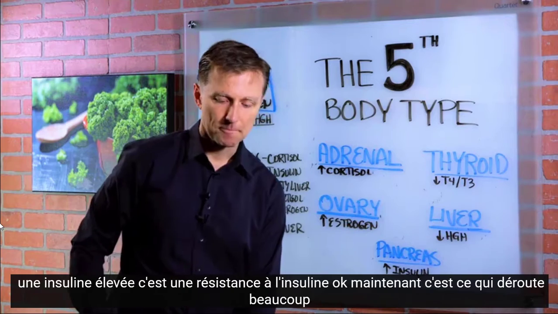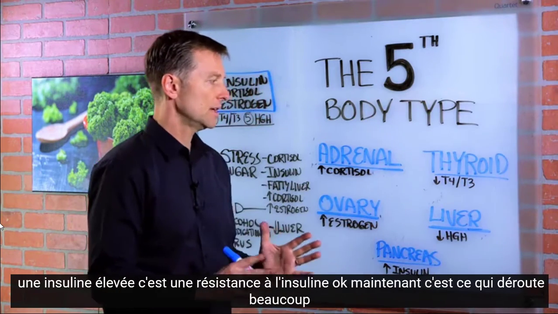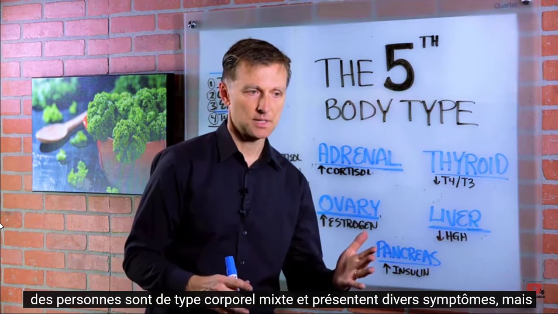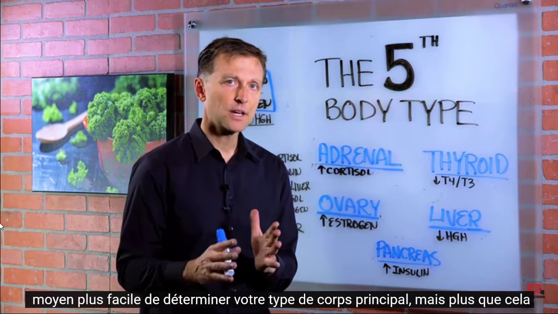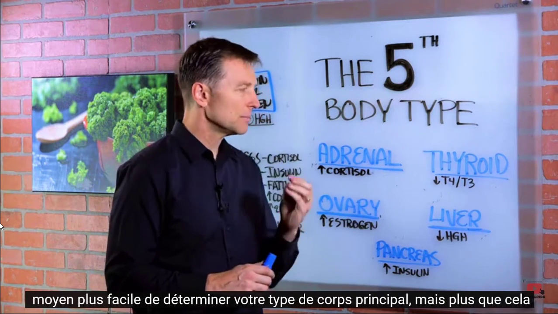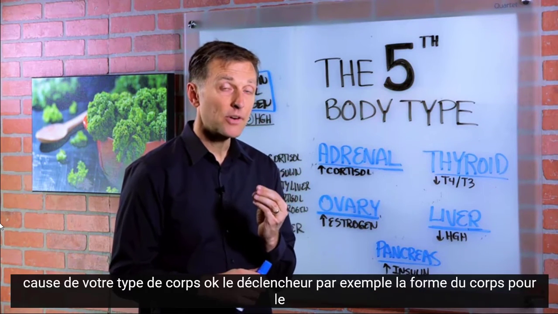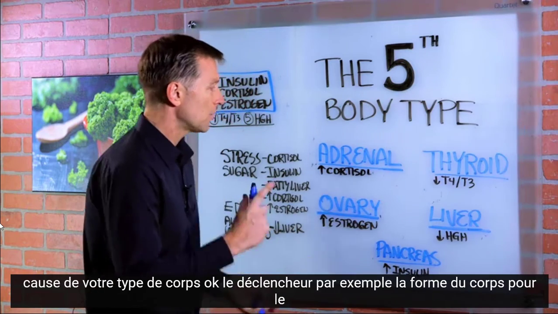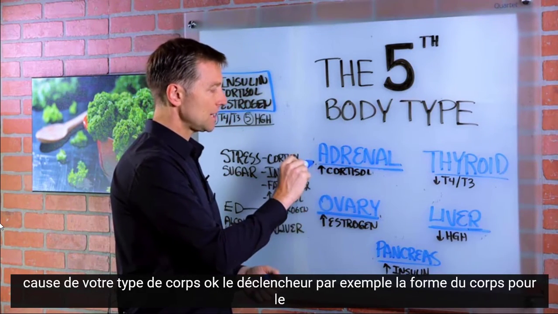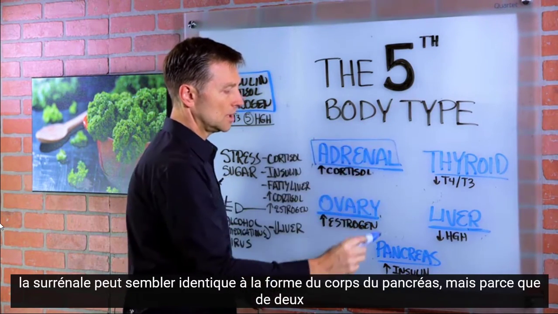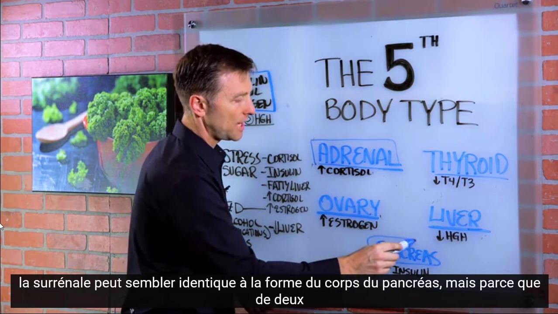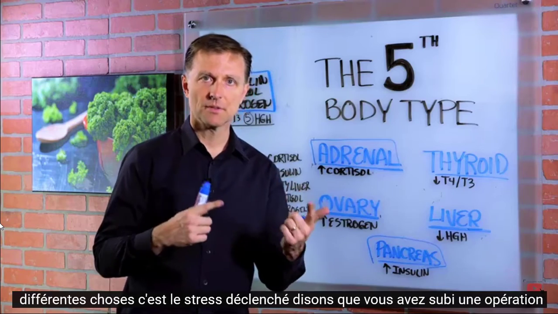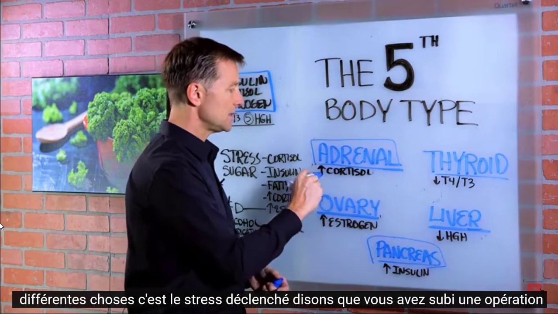Okay. Now, this is what's confusing. A lot of people are a mixed body type, and they have various symptoms. But there's a much easier way to figure out your primary body type, but more than that, the primary cause of your body type, okay? The trigger. For example, the body shape for the adrenal can look identical to the pancreas body shape, but they come from two different things. This is stress triggered.